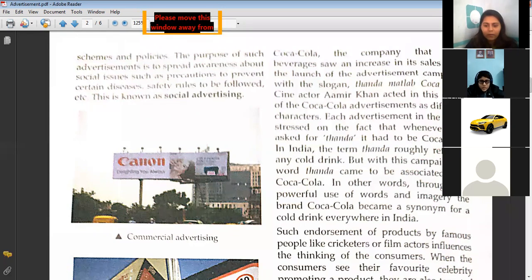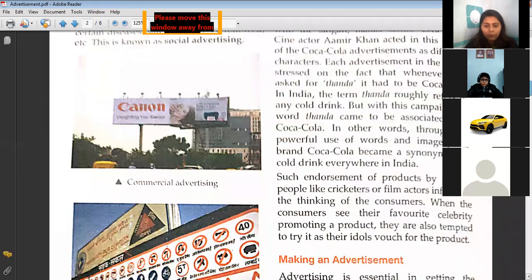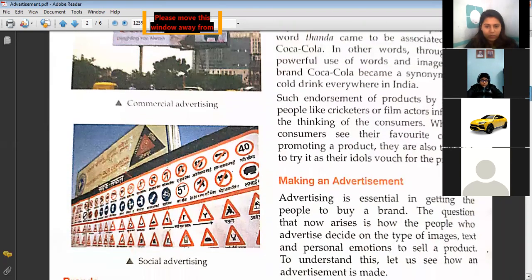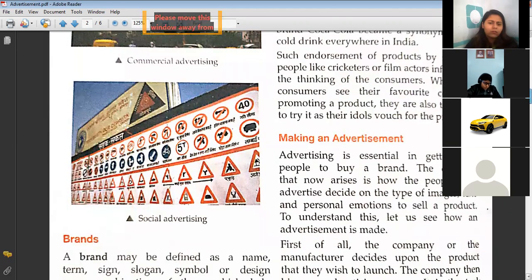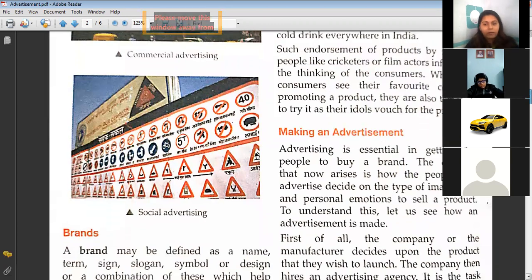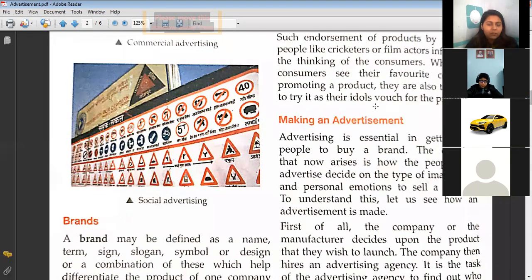Such endorsements by famous people like cricketers and film actors influence the thinking of consumers. When consumers see their favorite celebrity promoting a product, they also feel tempted to try it. Their idols vouch for the product. Vouch for the product means their idols are giving a guarantee that this is the best product, I'm also using it. So they think, if they are using it, then we must also try to use it. Got it? Yes, ma'am.